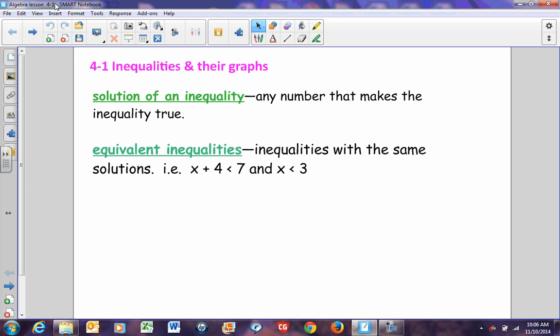Lesson 4-1, Inequalities and their graphs. The solution of an inequality is any number that makes an inequality true, just like a solution to an equation is any number that makes an equation true. Equivalent inequalities are inequalities with the same solution. For example, x plus 4 is less than 7 is the same as x is less than 3 because they have the same solution. Any number less than 3 will be a solution to that inequality.